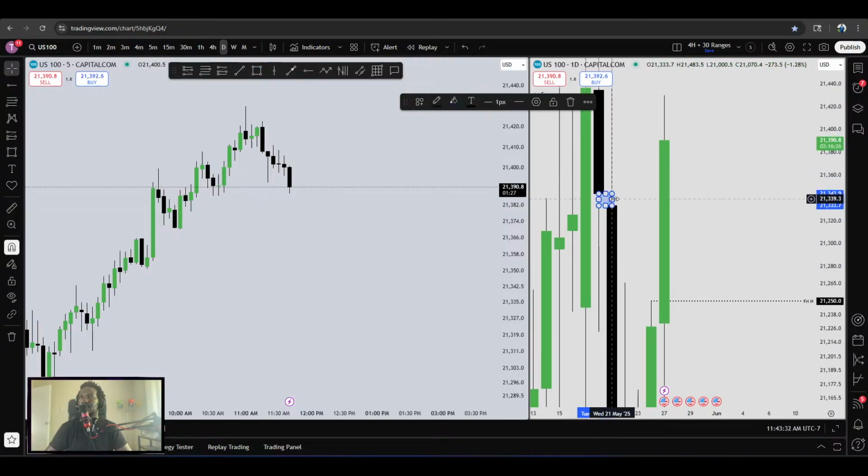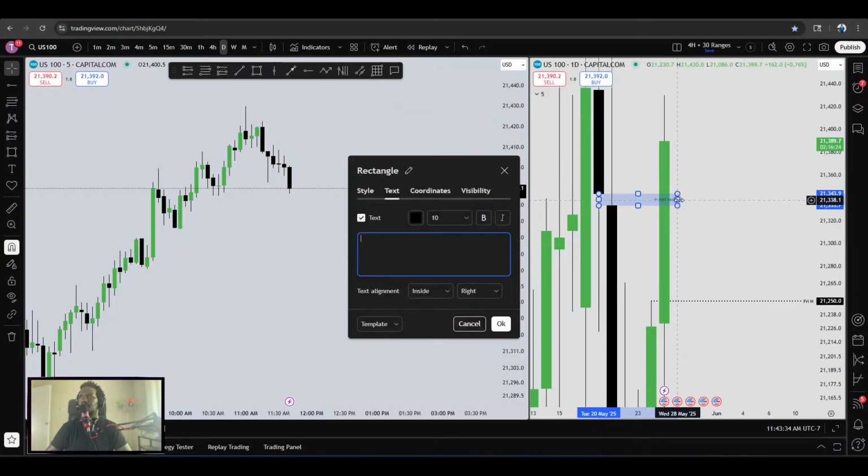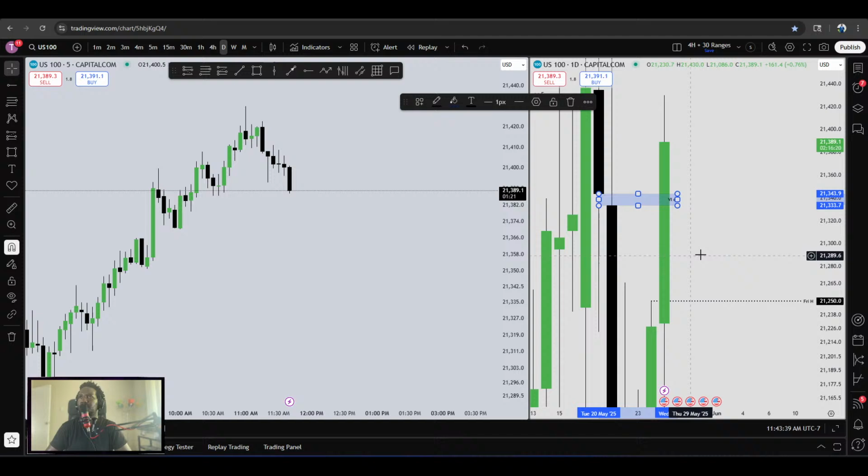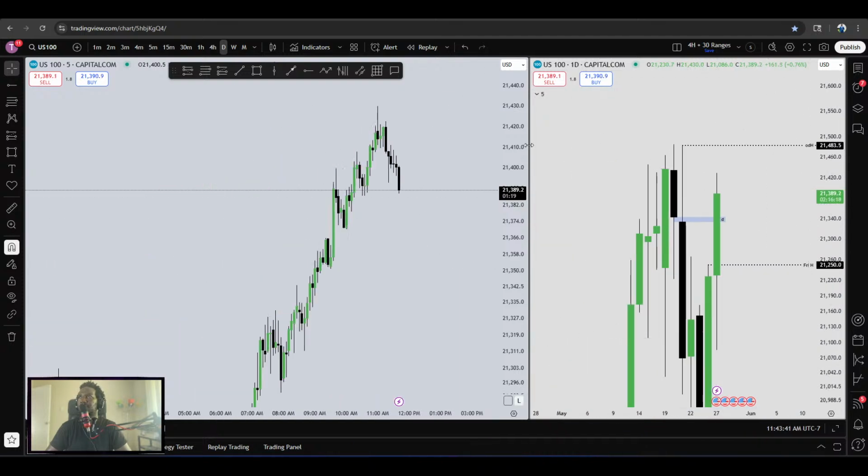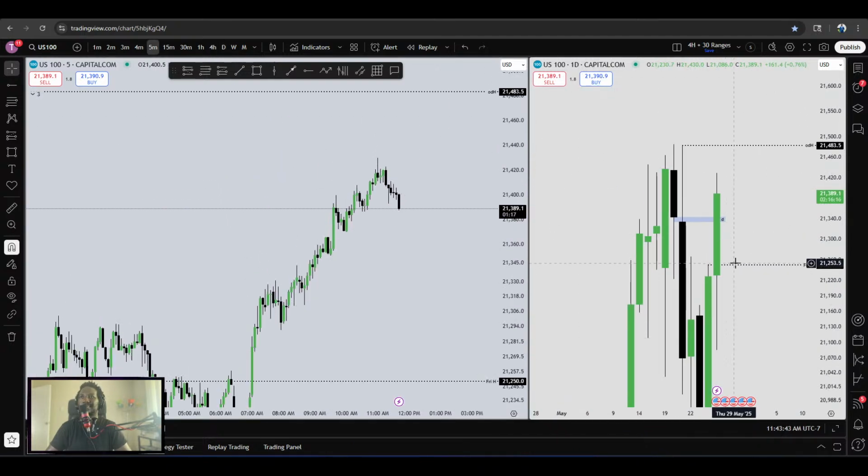What is this? Because I just don't want those to be in my way of taking a trade. They're just right there too. Let me see. There. No. I don't want to see these things on that lower time frame.